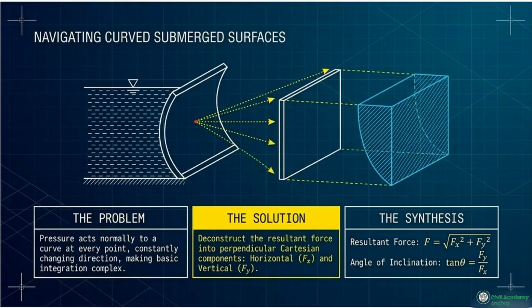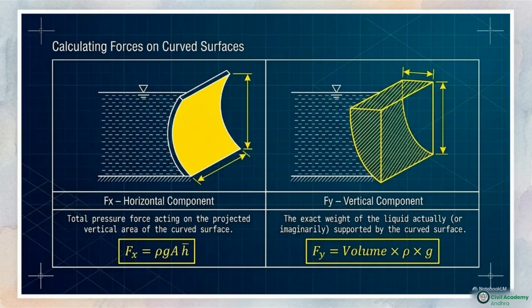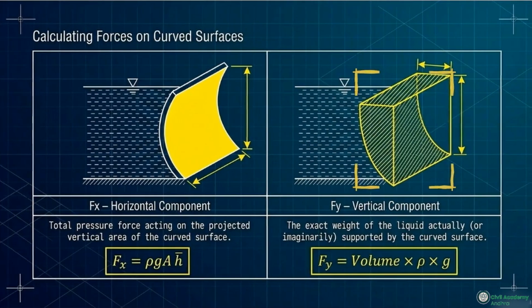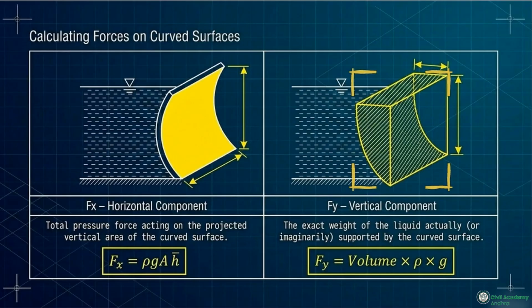Curved surfaces present a different challenge because the pressure angle changes at every point along the curve. We avoid complex calculus by deconstructing the force into Cartesian components. The horizontal force is calculated using the projected vertical area, while the vertical force is simply the weight of the liquid supported by the curve.